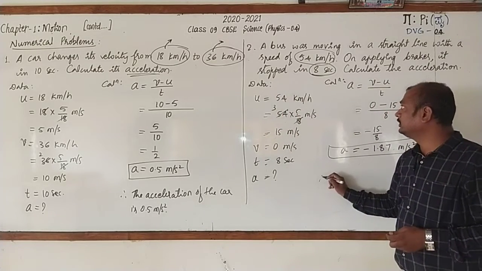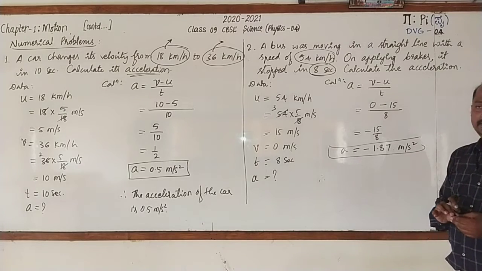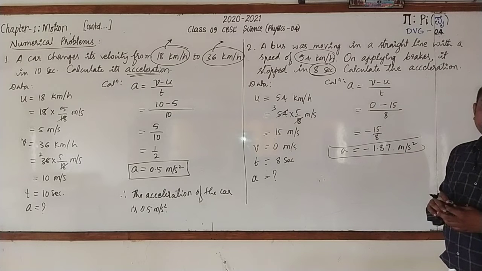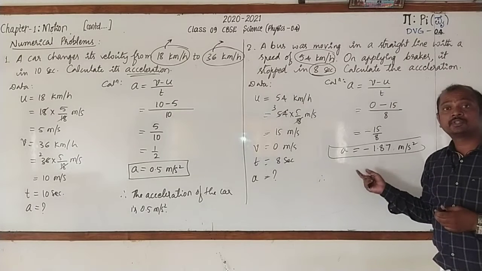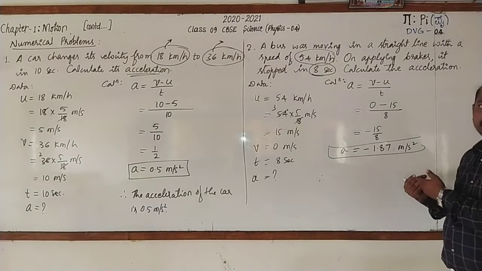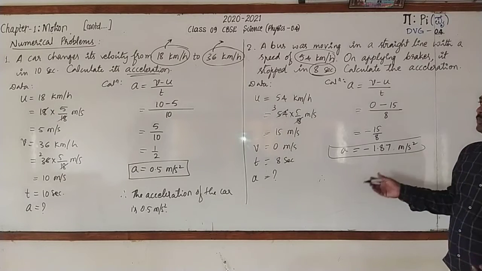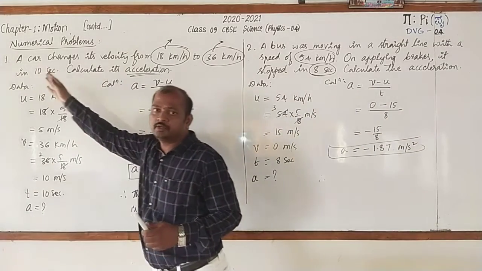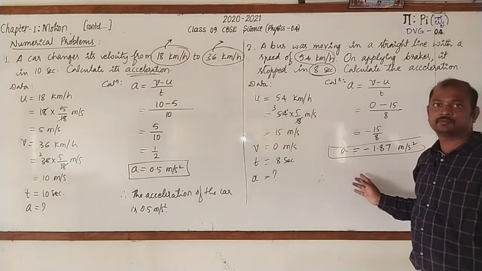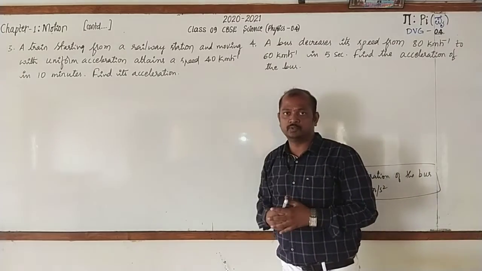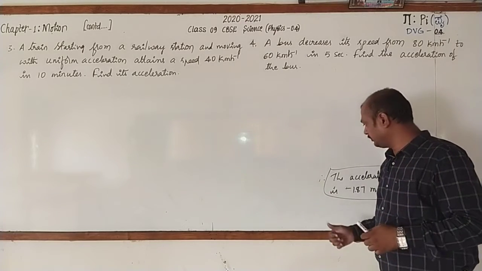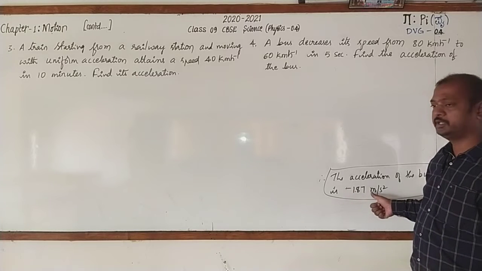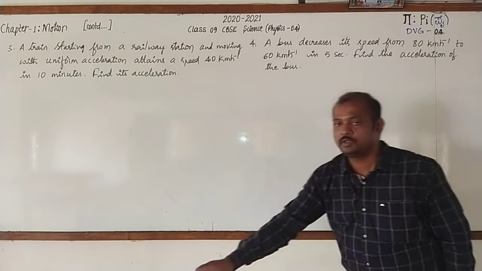Then conclusion. Therefore, the acceleration of the bus is how much? Minus 1.87 meter per second square. Negative sign indicates it is decreasing. Followed? So please, now you have to pause the video and copy it from here to here. Copy this. Okay. Now let's move on to third one. Before that, for second one we had not written the conclusion. You can copy this one. The acceleration of the bus is minus 1.87 meter per second square.